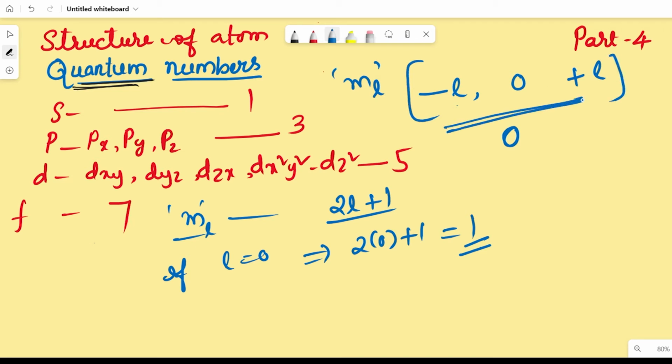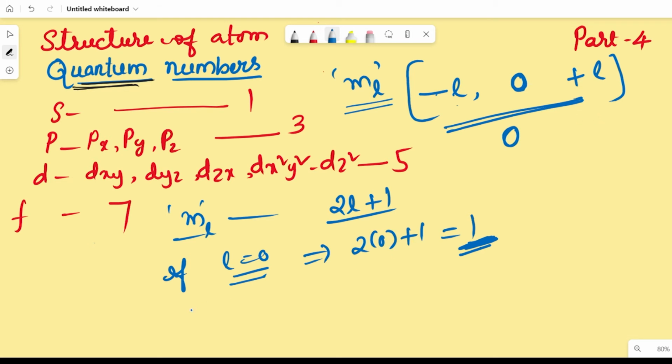Very important, please concentrate. You will get a lot of problems based on this topic in competitive exams. So here the magnetic quantum number values extend from minus l to plus l. If l is equal to 0, we have one value and that value must be 0. Is it okay? Is it clear?